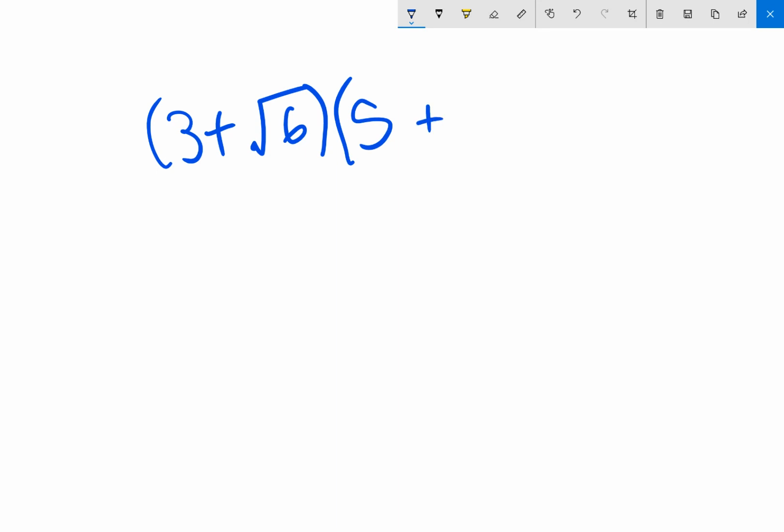Number 12. Number 12 is the same process as number 11. It's just you have to basically double it up. So we have, I'll just save room here. I've got 3 plus the square root of 6 times 5 plus 3 square root of 6. Okay, I could probably make this look a little bit better, but it's okay.